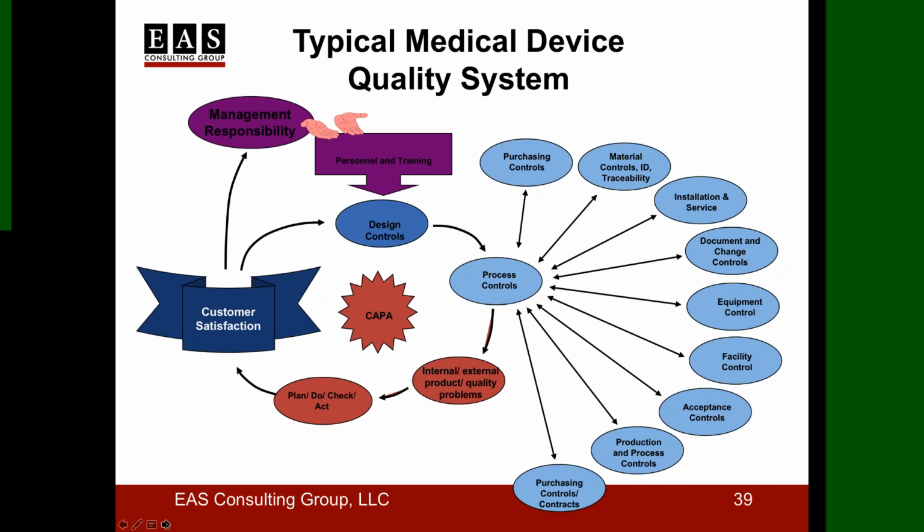into purchasing controls, material controls, installation, servicing, documentation, change controls, equipment controls, facility controls, and acceptance controls. Production process controls kind of oversees it all, and purchasing controls. And of course, you do have these different types of audit schemes: internal audits, external audits, and supplier audits. So I'm going to touch base a little bit on what those three are.